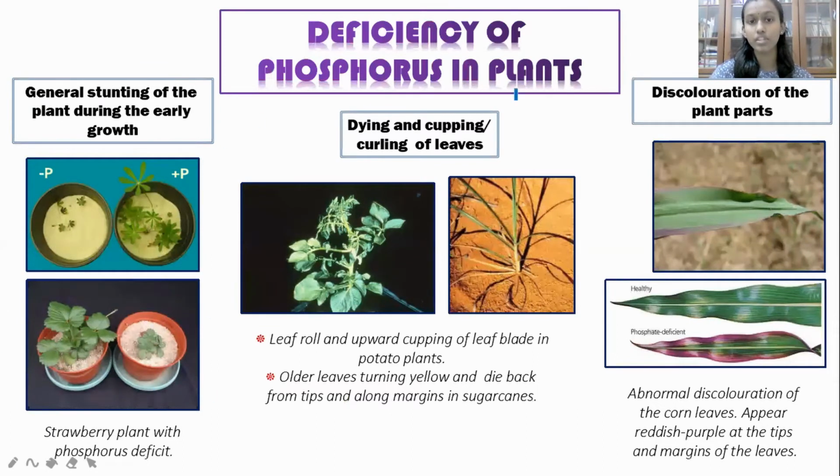Next, we can observe the dying and cupping of leaves in potatoes and also the leaves of sugarcane. And finally, there will be abnormal discoloration of plant parts, which is very common in corn, where we can see the leaves having a reddish purple coloration at the tips and margins of the leaves.